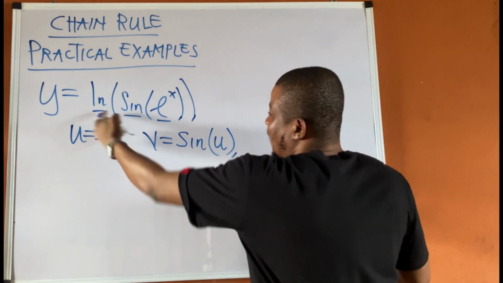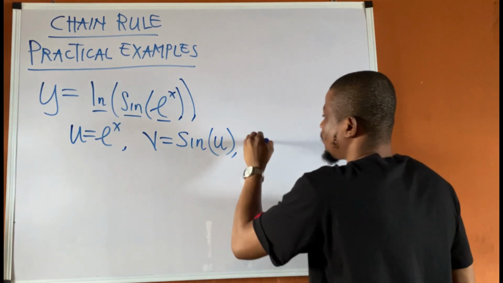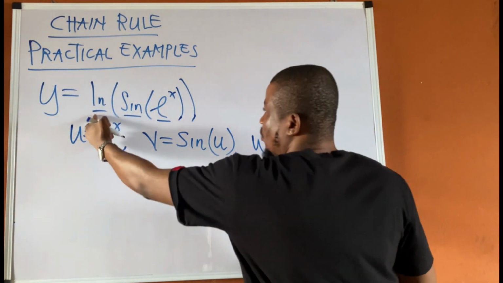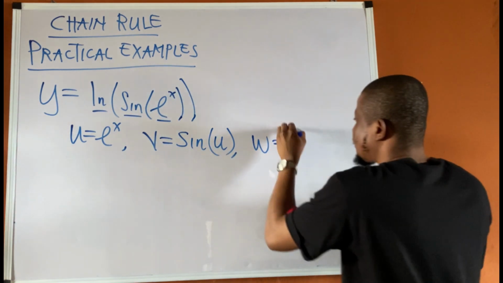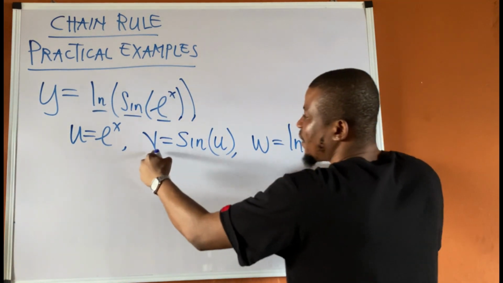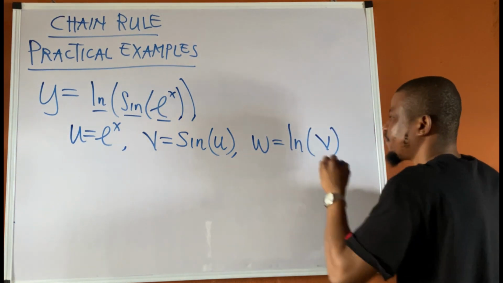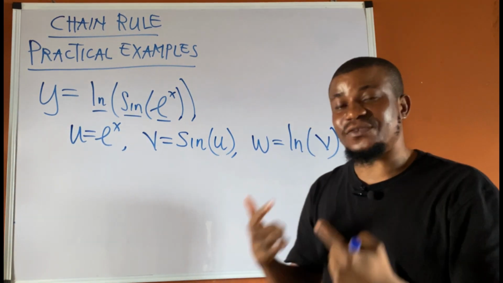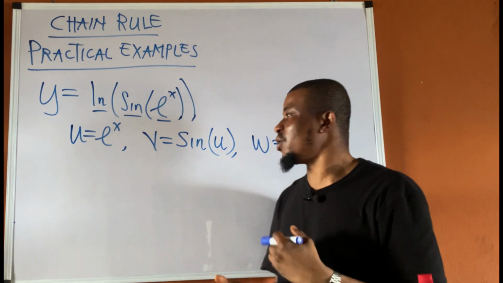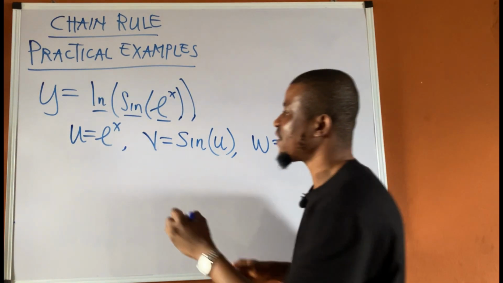And then I need to identify w. W is the next one. Let me call this w. W is ln of something. Ln what? It will be ln v, because v is the whole of this. I'll call it ln v. So the first thing is to identify these functions and name them accordingly. And then the next thing is to differentiate them.